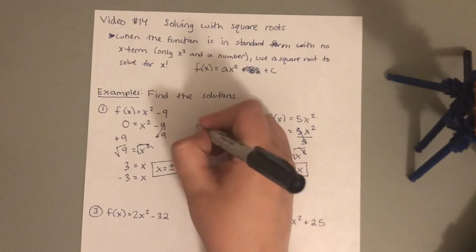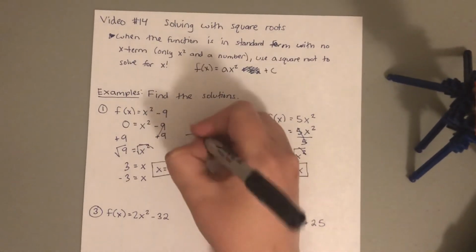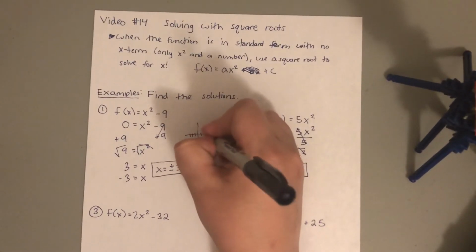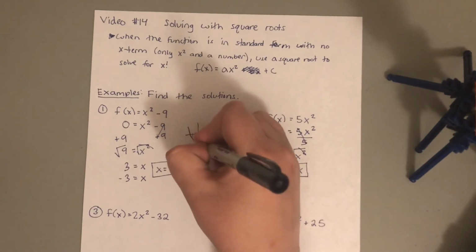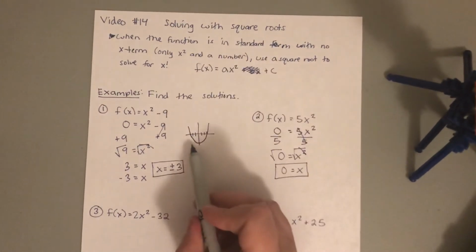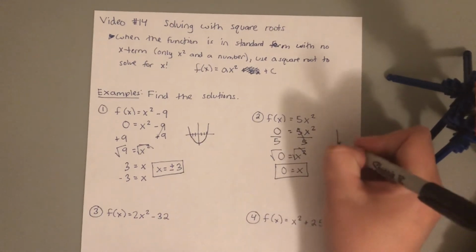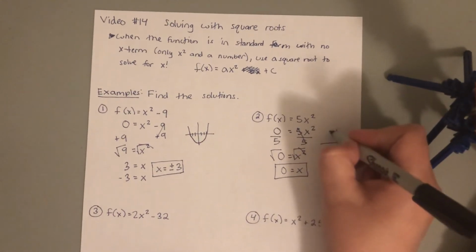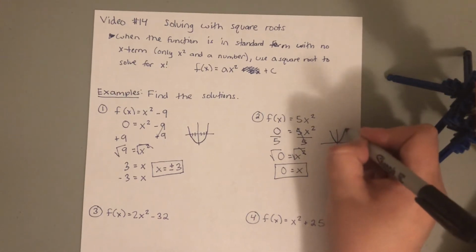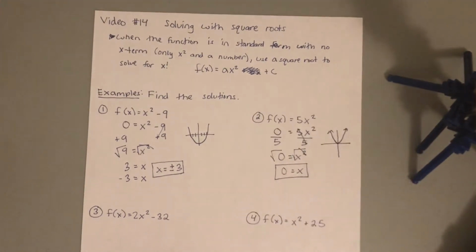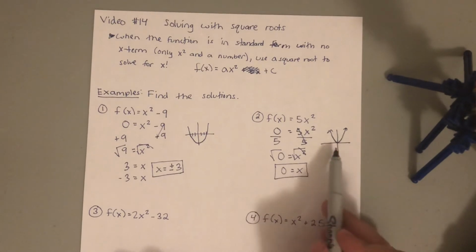So for example, if I were to graph this first one over here, it would look something like that, crossing at a -3 and a +3. This one just has one solution, and it's at 0, so it's right there. Crosses right there when x is 0.